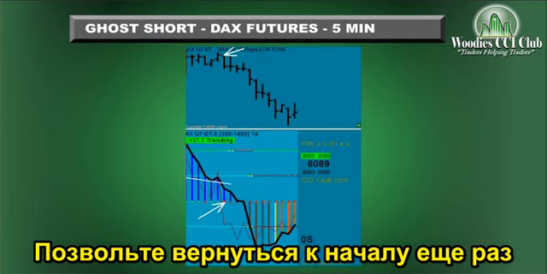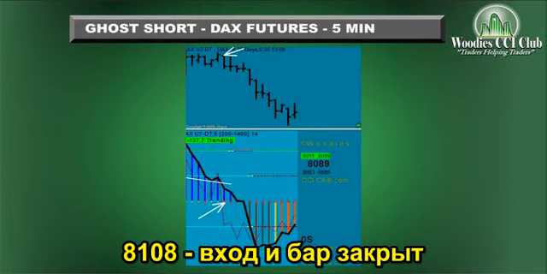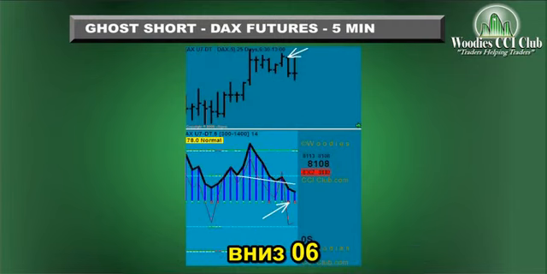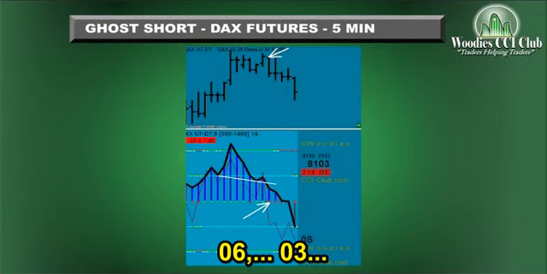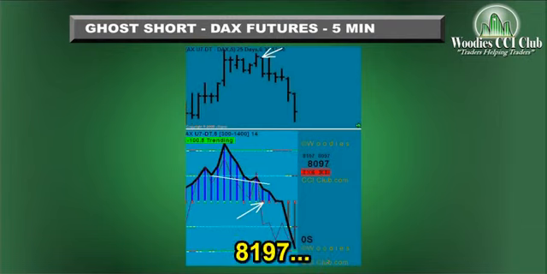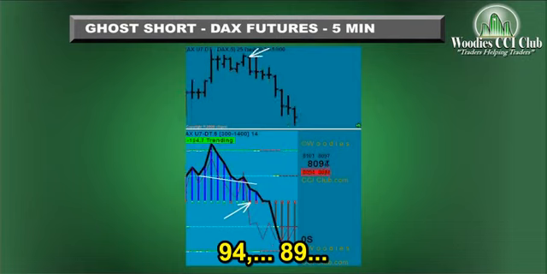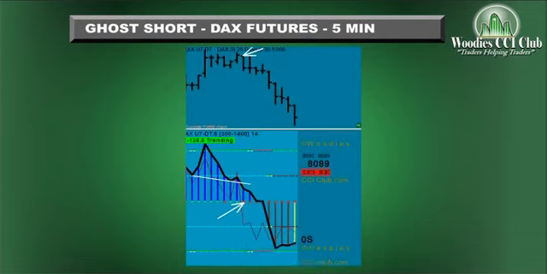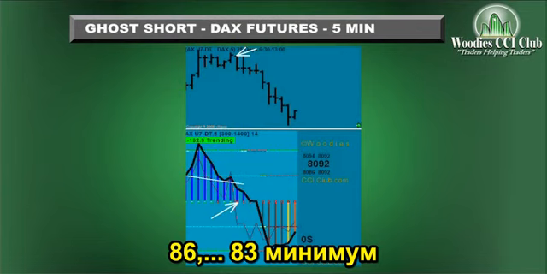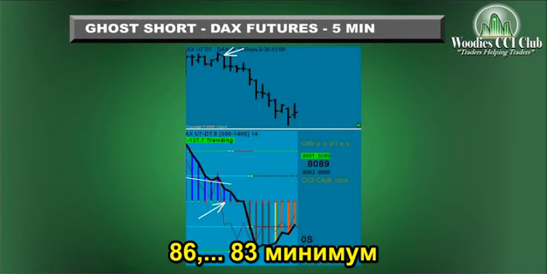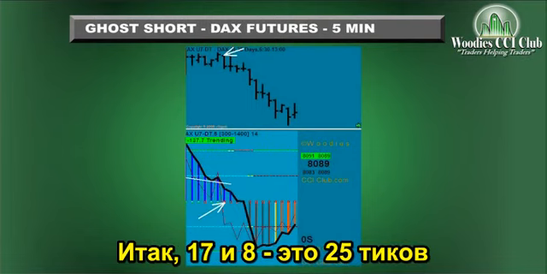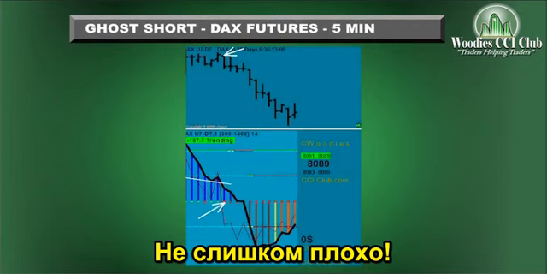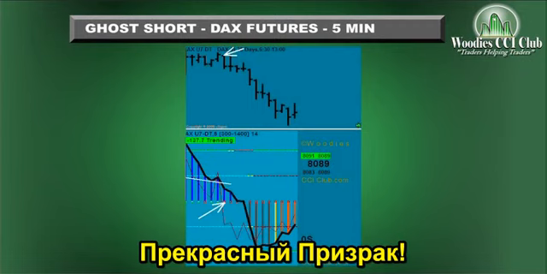Let me go back to the beginning one more. 81.08 was our entry at bar close. 81.08. We're down to 06, 03, 81, 97, 94, 89, 86, 83 low. So we had an 83 low, and our entry was 81.08. So that's 17 and 8 is 25 ticks times $35. Not too shabby. Nice ghost pattern.